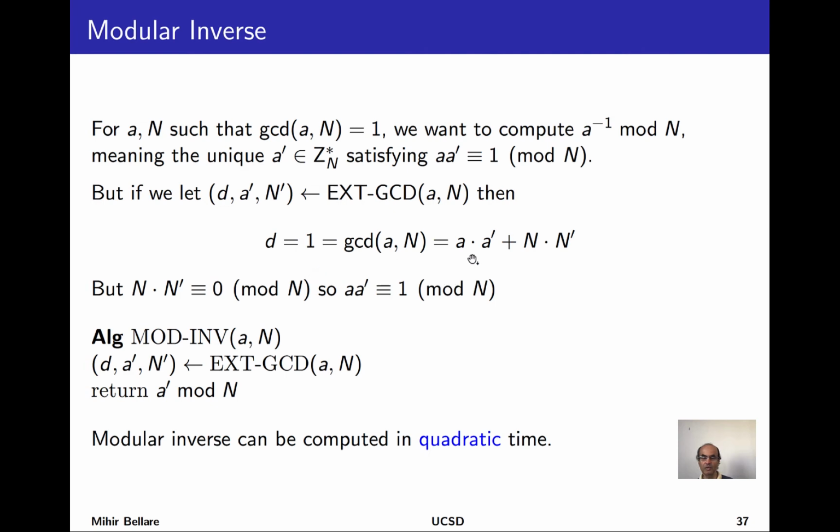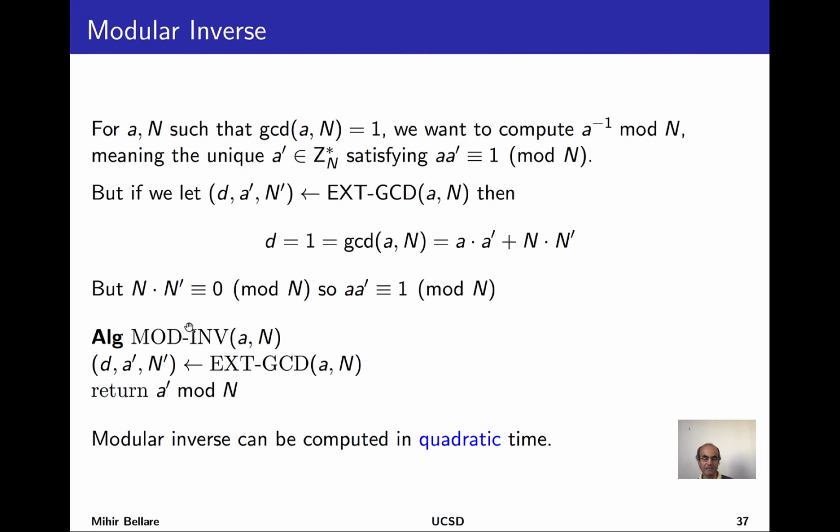I take this whole equation mod n. What happens? 1 mod n is 1 on this side. Here, this part goes away since it's a multiple of n. And so I get 1 is A times A prime mod n. And that's exactly what I wanted up here. So A prime is the inverse I want.